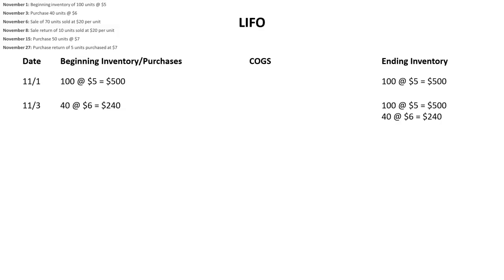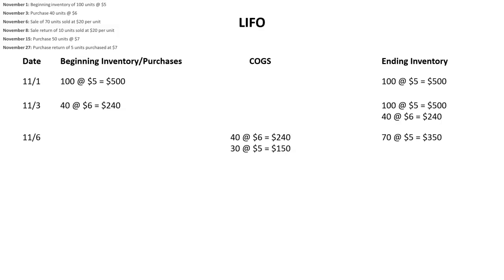We need to sell 70 units here on the 6th. And now we're doing LIFO. So last in, first out. So we're going to need to sell those 40 units at $6 a piece before we can then dip into the 100 units at $5 a piece. We'll sell all 40 at $6 each. But then we're selling a total of 70 units. So we need to sell another 30 at $5 each. So we have those two different inventory groups here on the 6th that we're selling.